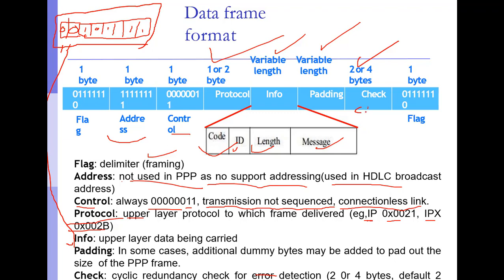And at the start and the end of this data frame, you can see that there are flags which will show the starting and the end of this data frame. So this is the format for a data frame which PPP supports.